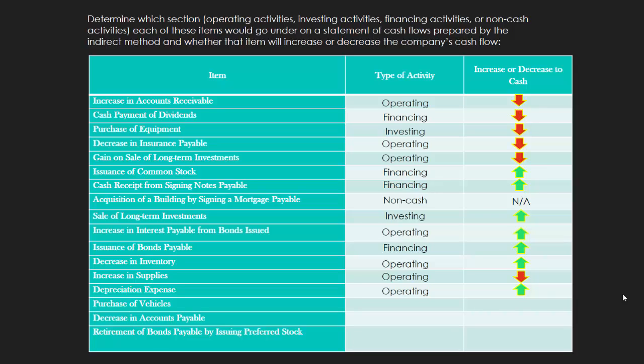We have the purchase of vehicles. We're going to be using these vehicles for more than a period of a year, therefore long-term assets, and they're going to go in the investing section. And since we're paying for them, what's going to happen to our cash? It's going to go down.